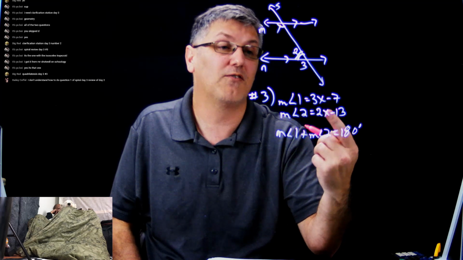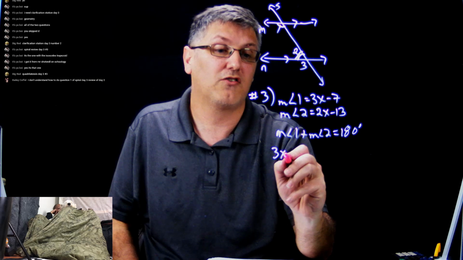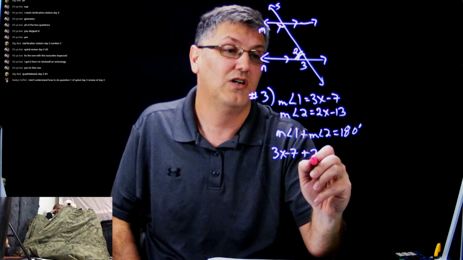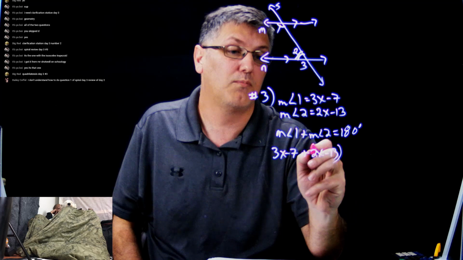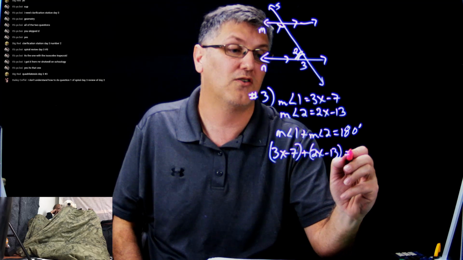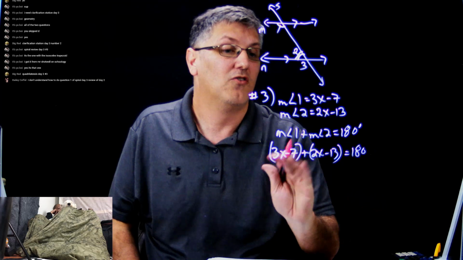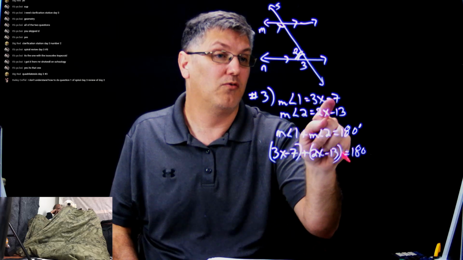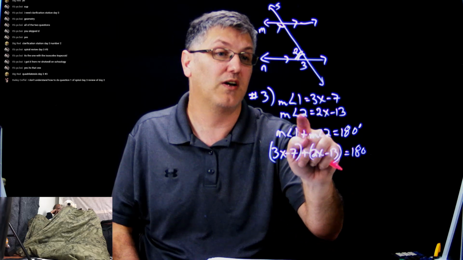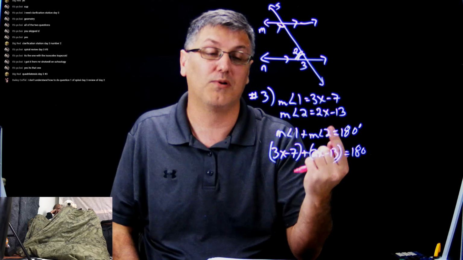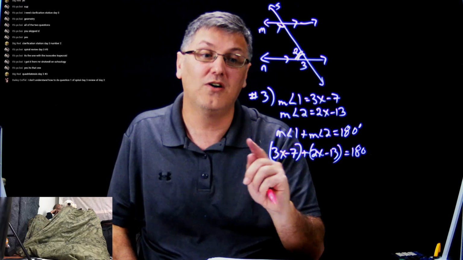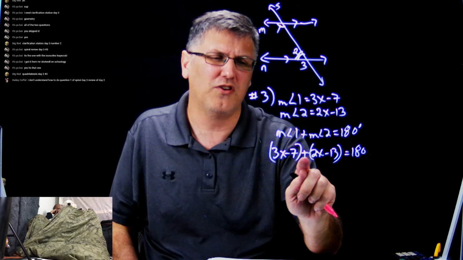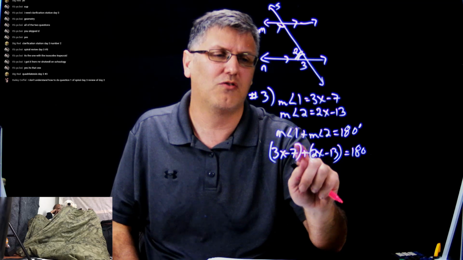From here, I just plug everything in that I have. I have 3x minus 7 plus 2x minus 13, and I'm going to put parentheses around these. I'm going to explain why in a second. The measure of angle 1, 3x minus 7, I just put in there. The measure of angle 2, 2x minus 13, I just plugged in there. I use parentheses because in algebra, if this is a minus, you need to make sure you distribute that minus all the way through.